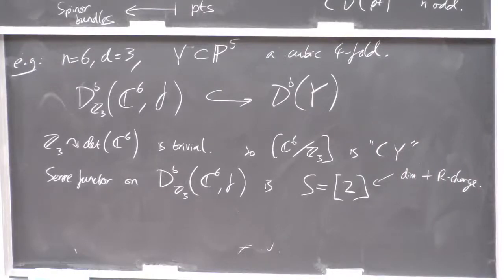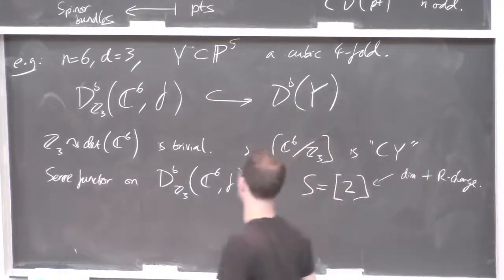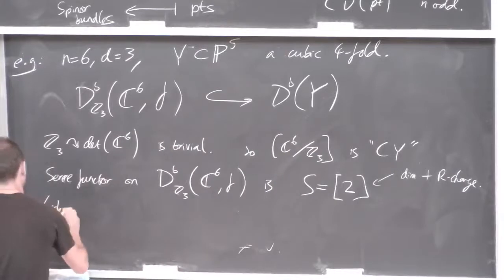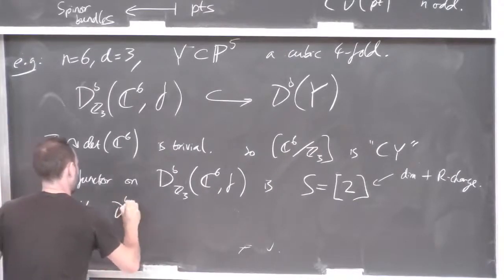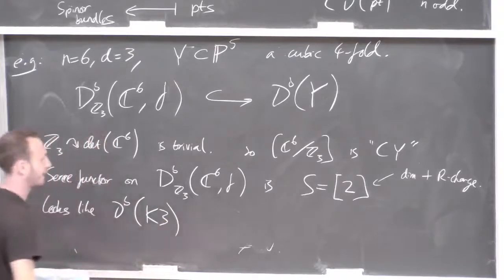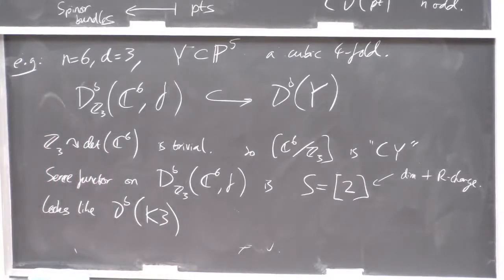Okay. Now, do you know a category which has a Serre functor which is shift by 2? Yes, the derived category of a K3 surface. K3 surface has trivial canonical bundle. It's two-dimensional, so its Serre functor is shift by 2. So this subcategory inside this cubic fourfold looks like a K3 category, like the derived category of a K3 surface. If you work hard to compute its Hochschild homology and its Hochschild cohomology and its K-theory and so on, it looks like a K3, right?